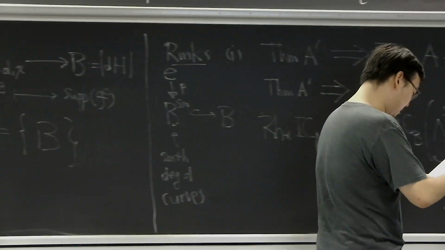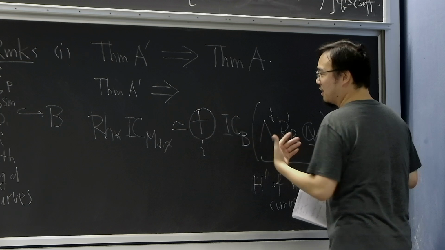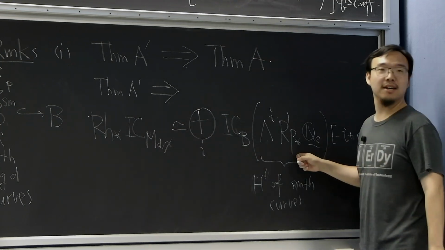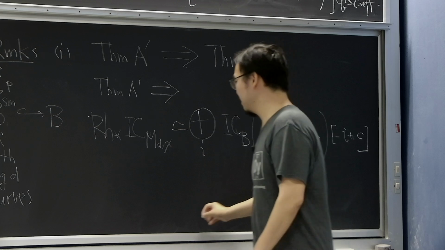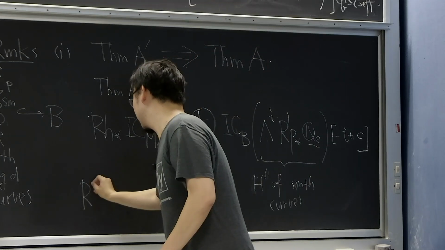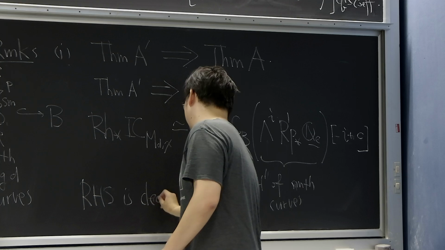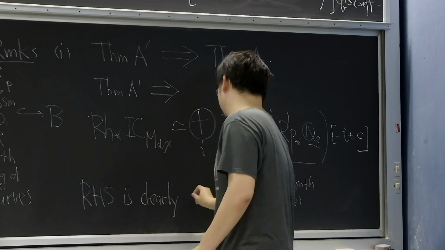Okay, so in particular, this is the way to see the chi independence. The left-hand side a priori depends on chi, but the right-hand side does not. So the right-hand side is clearly chi independence.